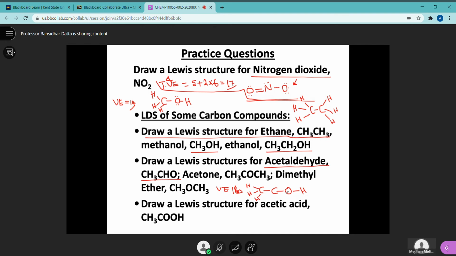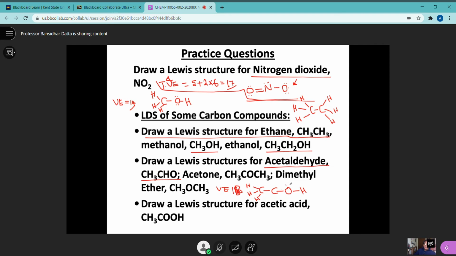Yeah, that is right. Okay, all right. So now you cannot do this one. Yes, no, 18, you're right. 18 electrons remaining, so you cannot do this arrangement. So you have to think about something else.